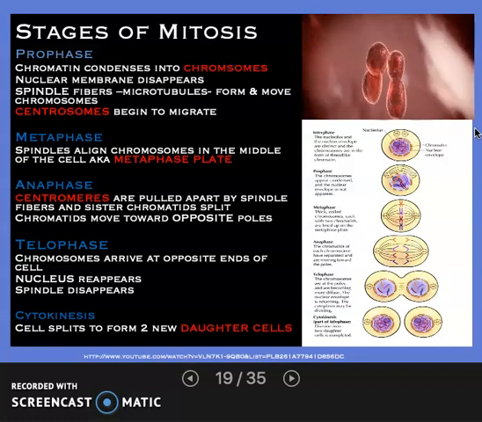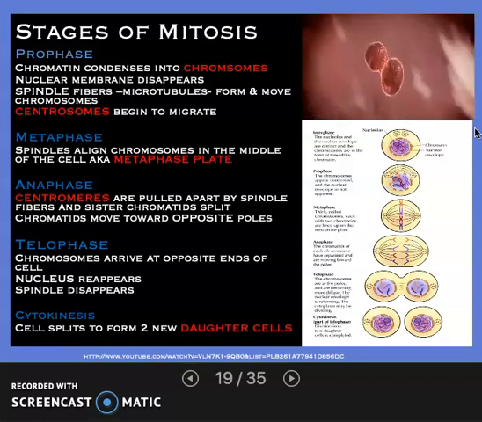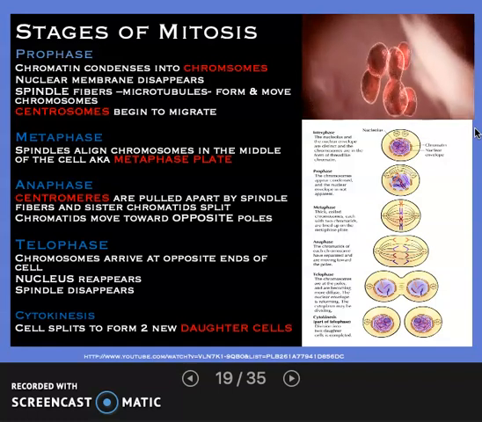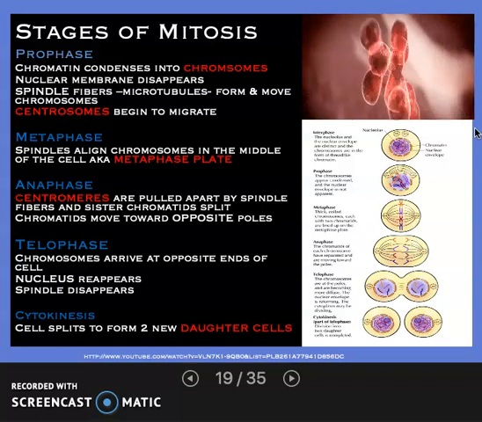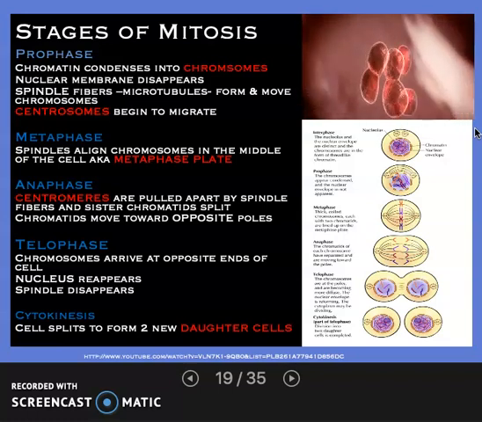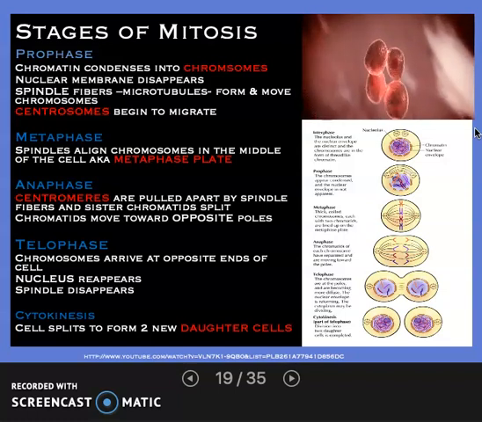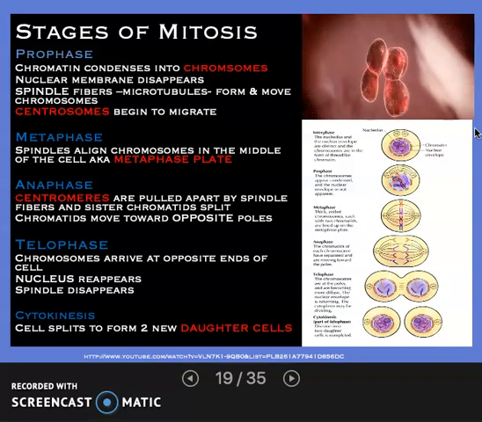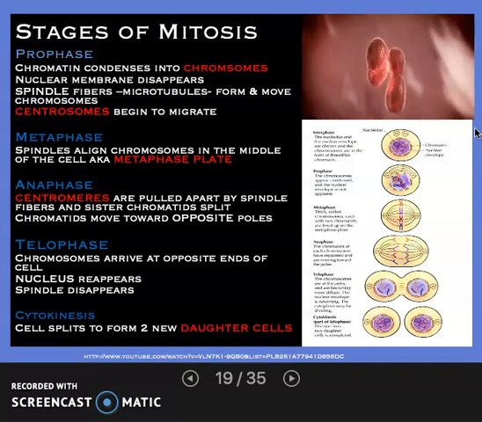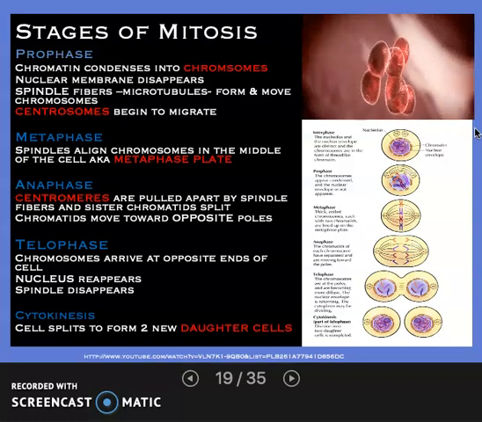Anyway, so prophase. Centrosomes begin to migrate, building the mitotic spindle. Chromosomes appear for the first time, and then once those chromosomes appear and they're done forming, that nuclear membrane begins to break down, and it exposes those chromosomes into the cell cytoplasm.